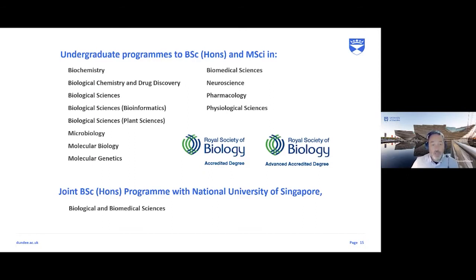And the second column, which says biomedical sciences, neuroscience, pharmacology, and physiological sciences, are a group of programs that fall under the biomedical science umbrella. All of these programs are accredited by the Royal Society of Biology, and all of them have the option for a 4-year program or an optional 5th year to graduate with an MSci program. And the MSci programs are also accredited by the Royal Society of Biology. The second big category of programs we have is basically one program, which is a joint degree program with the National University of Singapore in biological and biomedical sciences. And more on that in just a few slides. Can we move on to the next slide, please?